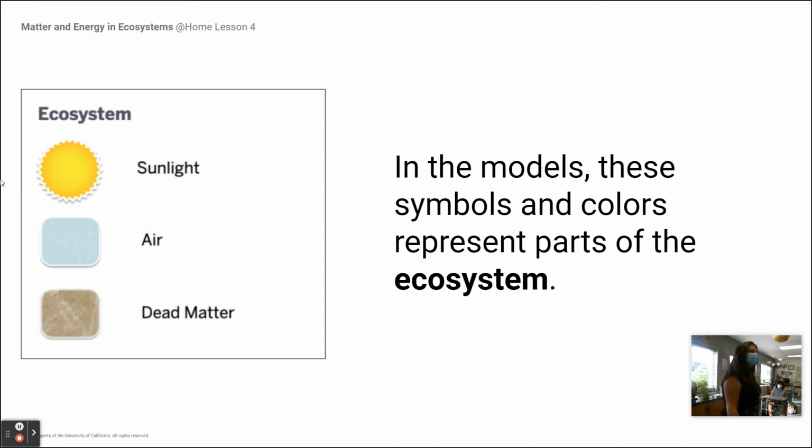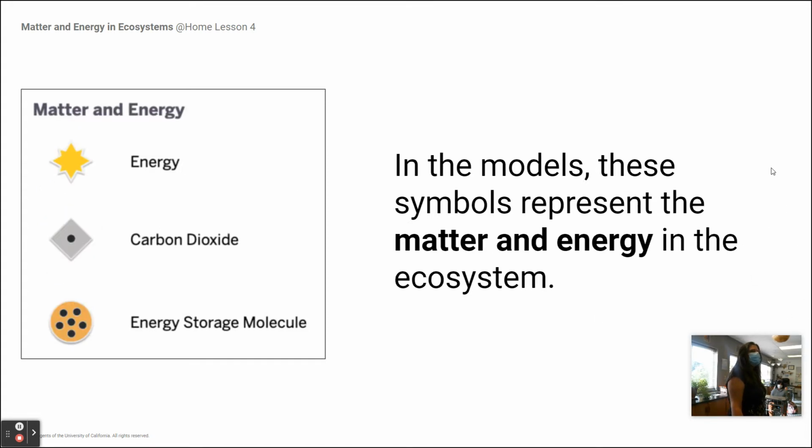So we have a yellow circle for the sun, we have a blue square for the air, and we have a brown square for dead matter. Okay, those are going to be important because you're going to be using those in the model. You're also going to be using these symbols for matter and energy. You will have a little explosion for energy, a diamond for carbon dioxide, and what I think looks like a chocolate chip cookie for energy storage molecules.